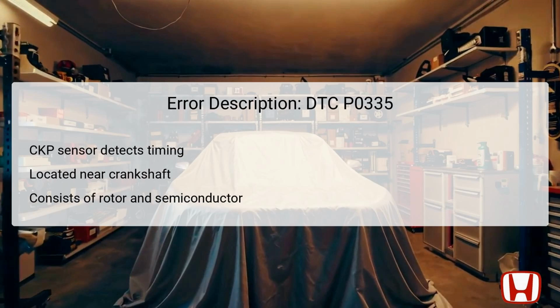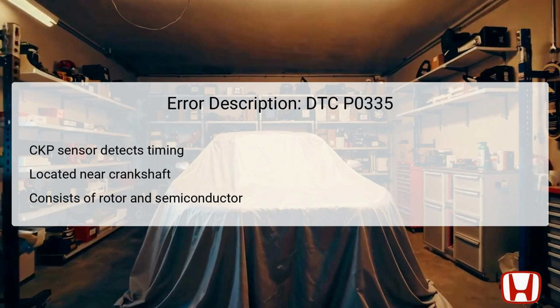The crankshaft position CKP sensor, which is at fault when DTC P0335 is present, is responsible for detecting the timing of fuel injection and ignition events for each cylinder. This sensor is typically located near the engine's crankshaft, allowing it to monitor the position of the crankshaft effectively.